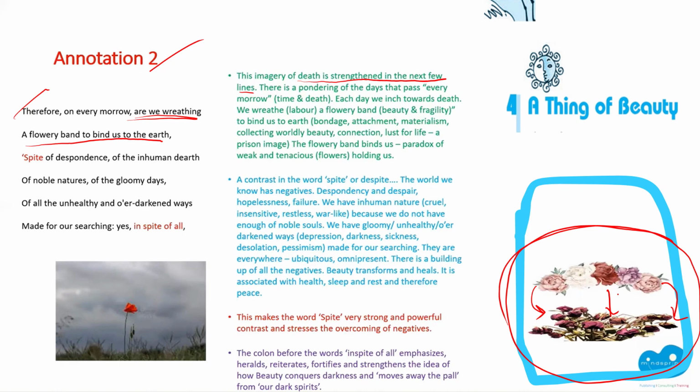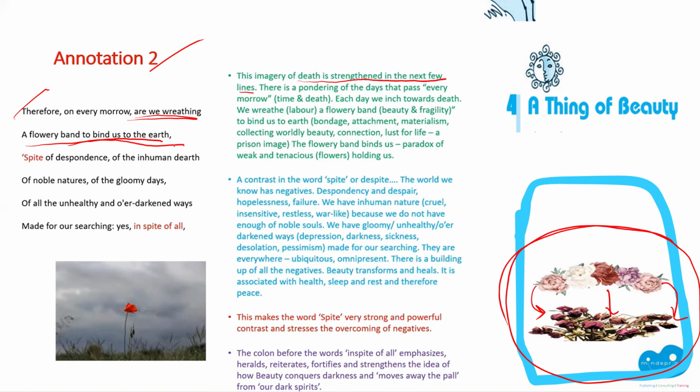for all that binds us to the earth, which we cannot let go. Even when they are old, they cannot let go of their money. Constantly it is money, material things. This is what the message is. It is binding us to the earth. In spite of, look at all these negative images, despondence, inhuman dearth, noble nature, that is not noble, right?